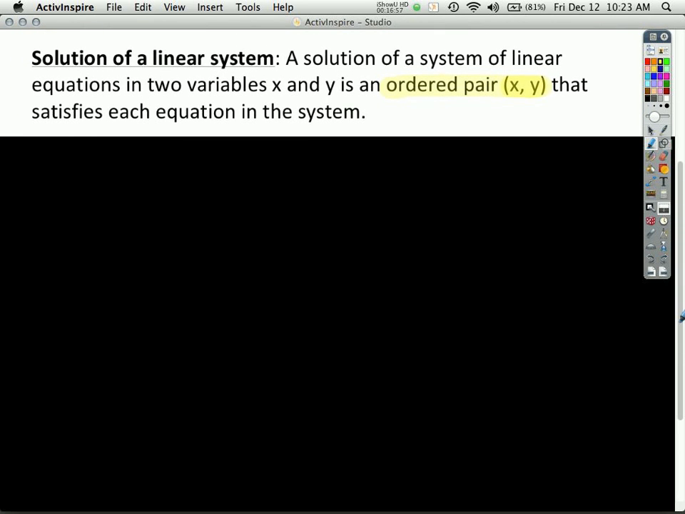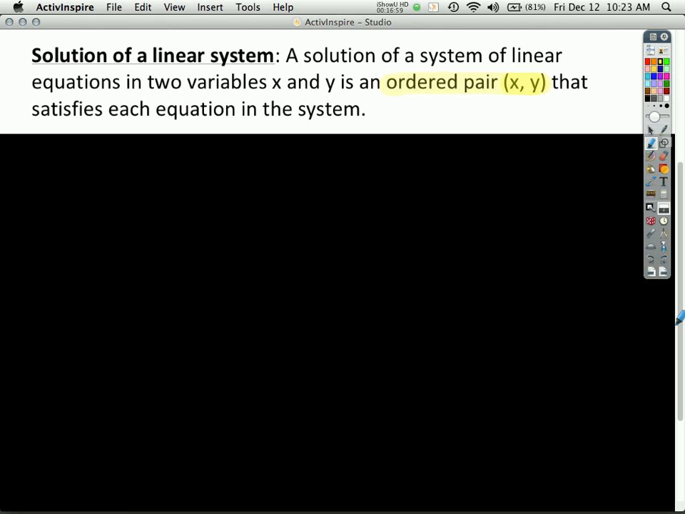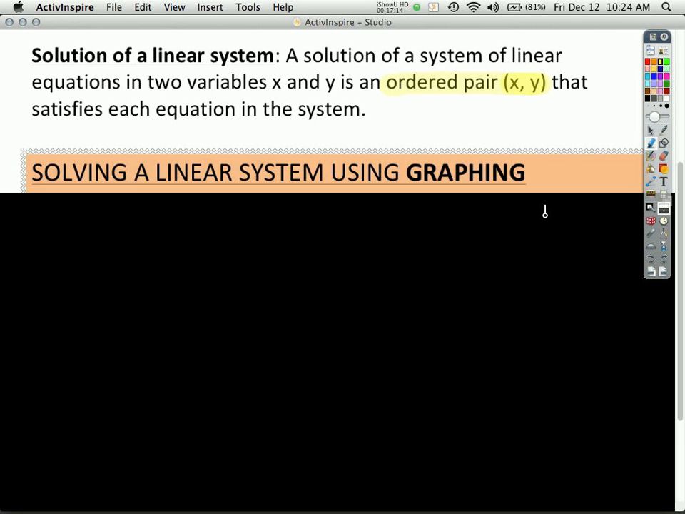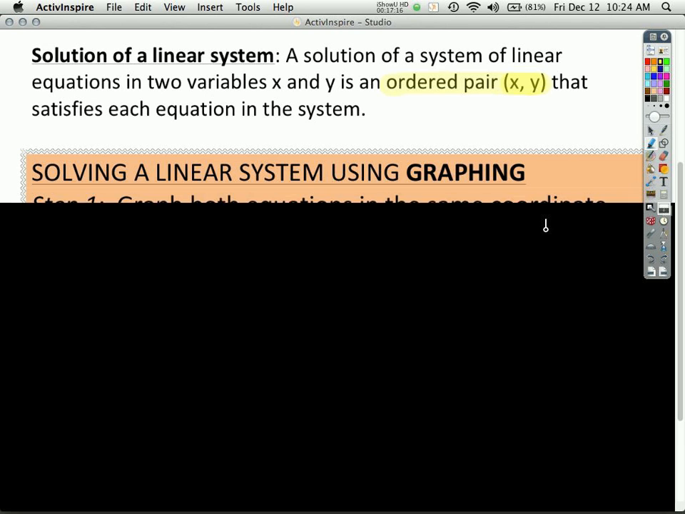I like my students to have an outline of steps so that when they get home later on or over the weekend and they don't remember what we did at all, they have something that they can fall back on so that you're not sitting and staring at a paper. So I've written out the steps for you. So here are the steps to solving a linear system using graphing.